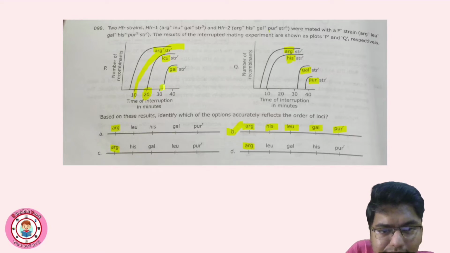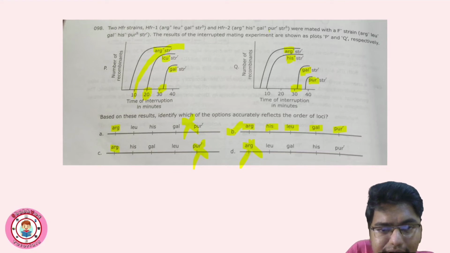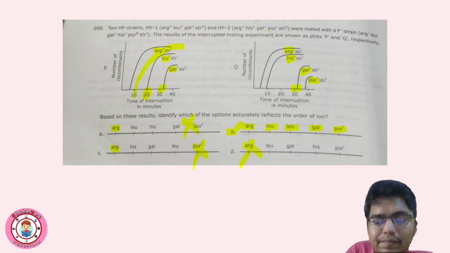Then here, same plots are there. After 30 minutes, 32 might be galactose. And near 40, it will be 39, 38 something. Puromycin is there. So like this we can find the orders. All these options are wrong. The information is already given and we have to understand which genes come first, what the order is, and thus see the options and find the answer. One more question we will see.